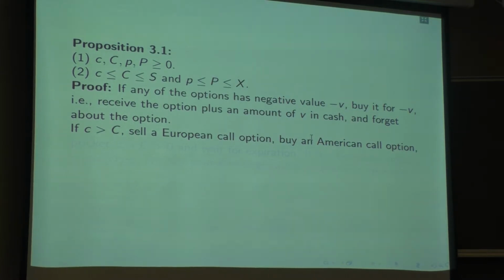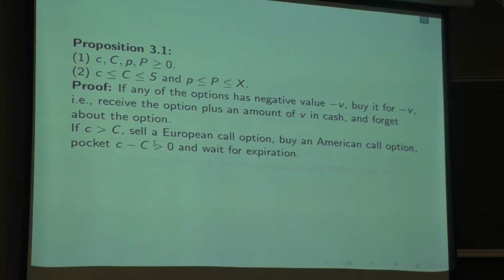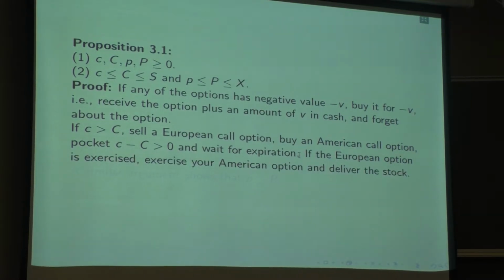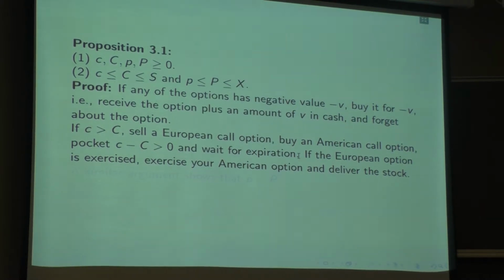Okay, so the first thing we can do is take the difference, put it in our pocket, and then wait for expiration. And then what can happen at expiration? One of two things happen. We sold someone a European option. That person can come to us and say, I demand to buy this stuff for X. So I say, sure, give me X pounds.